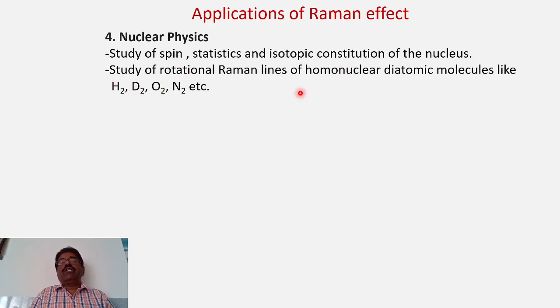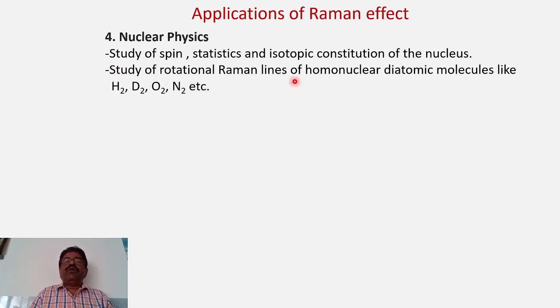Then the study of rotational Raman lines. As I have already mentioned, the Raman lines can be rotational Raman lines or vibrational Raman lines, depending upon the kind of interaction. So the Raman shift can be by an amount of vibrational energy level difference or by an amount of rotational energy level difference, because of the typical interaction of the molecular rotations or molecular vibrations with the incident radiation.